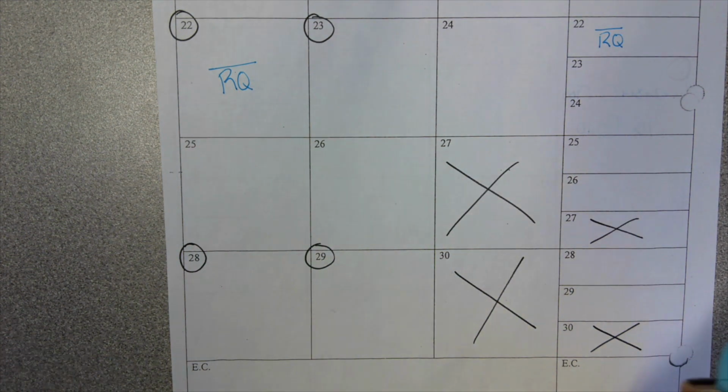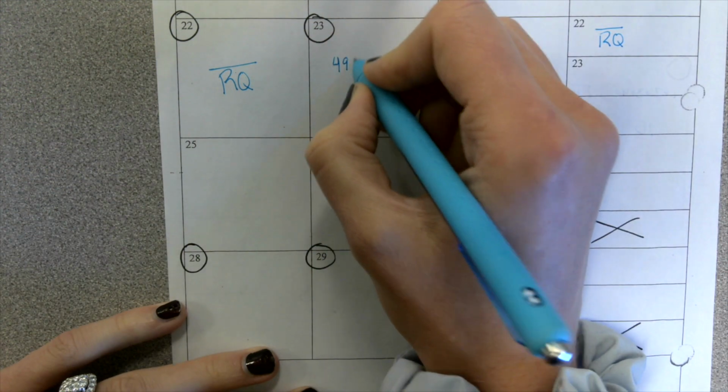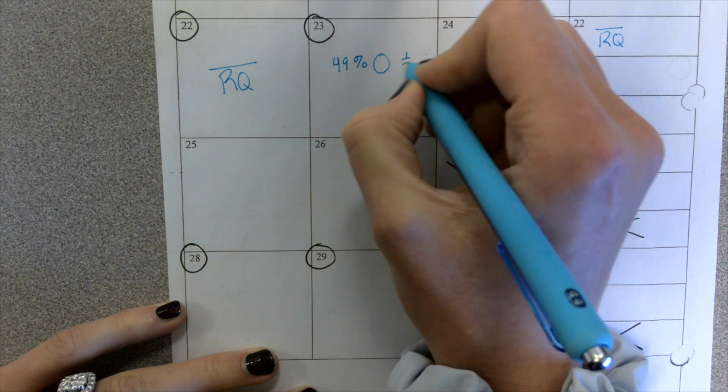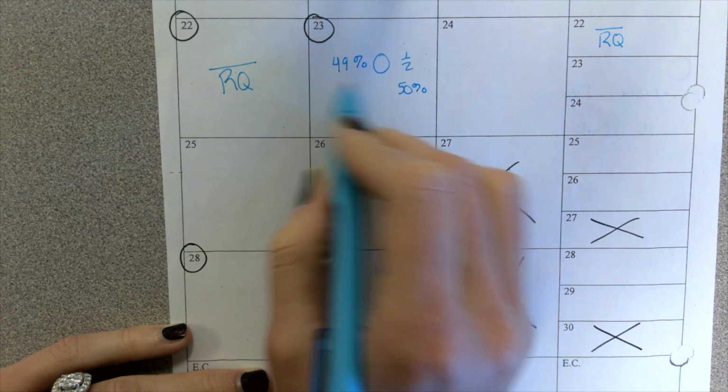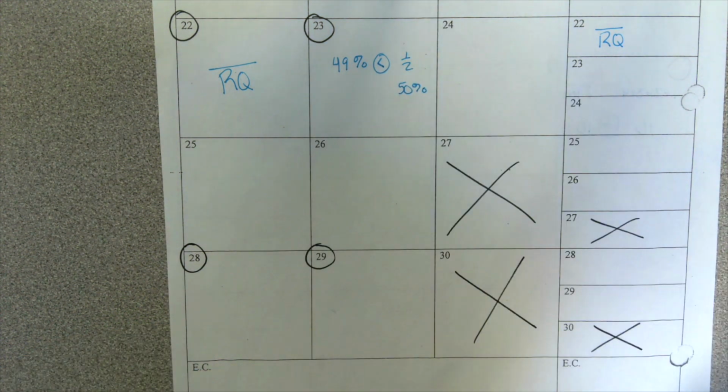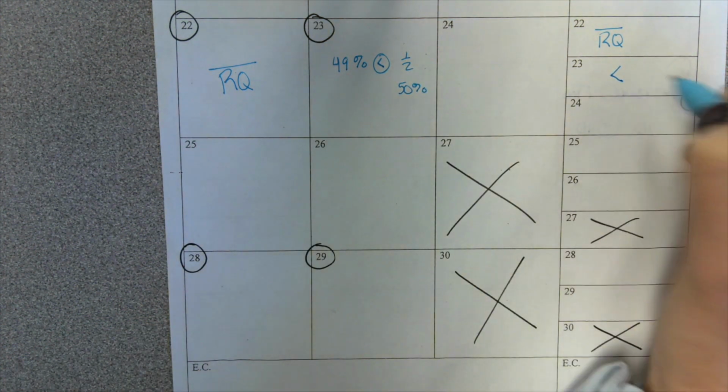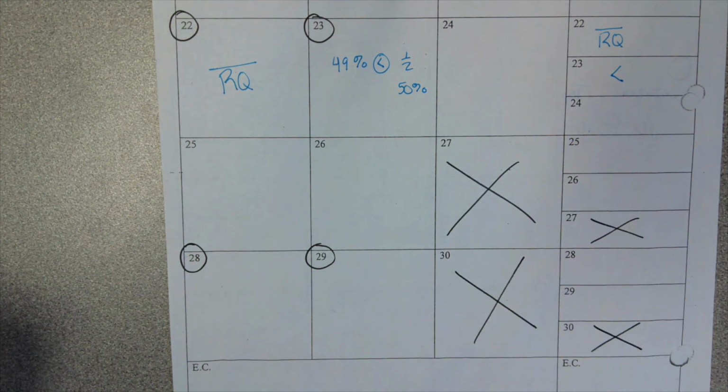23 says compare 49% less than, greater than, or equal to 1/2. Remember, 1/2 is the same thing as 50%, so 50% is greater than, 49% is less than 50%.